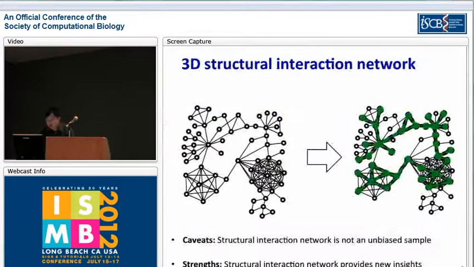So the bottom line is it's feasible. It's possible to do this. Now, the big caveat is, here's a picture showing the binary protein-protein interaction network. And here, the green edges are the part of the protein-protein interaction network with a structural model. So it's a small subset.